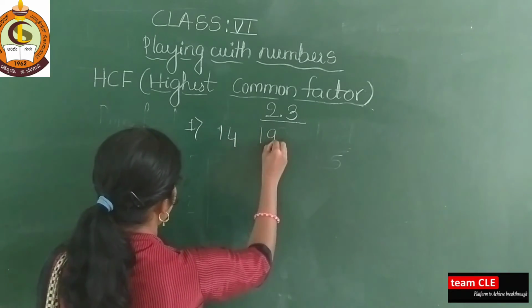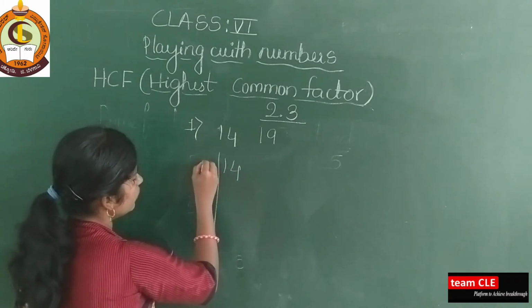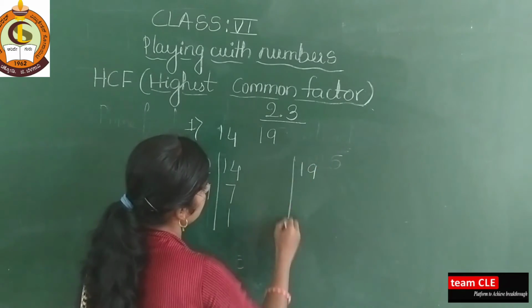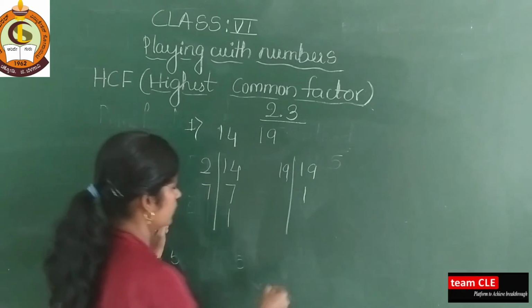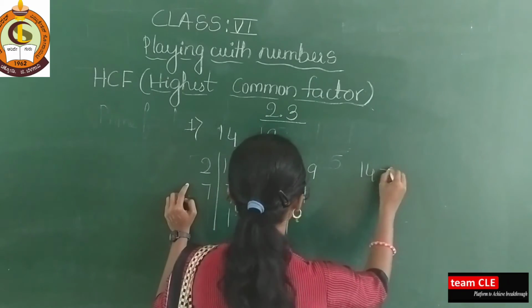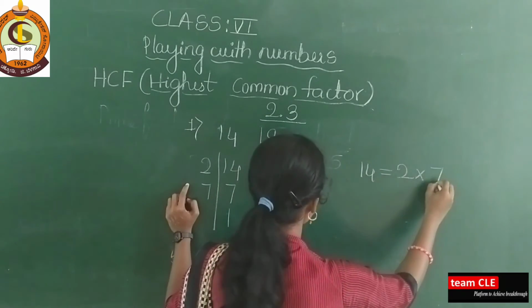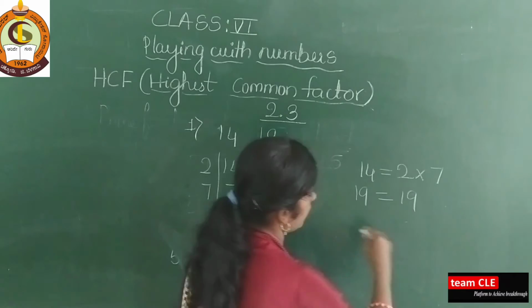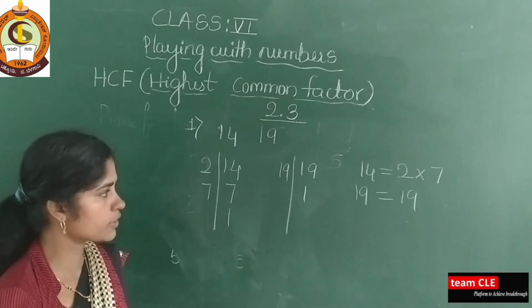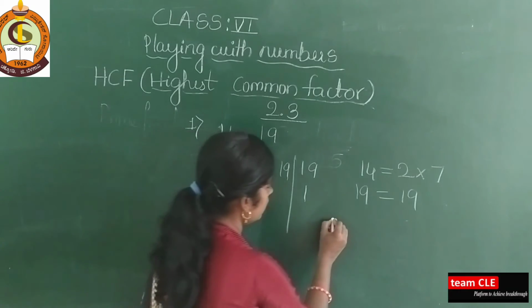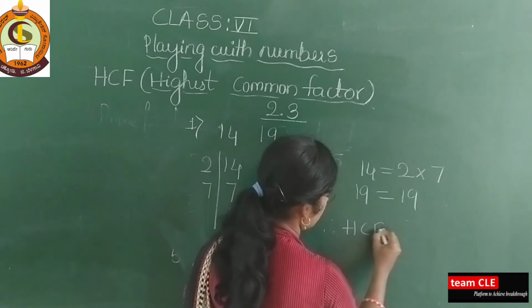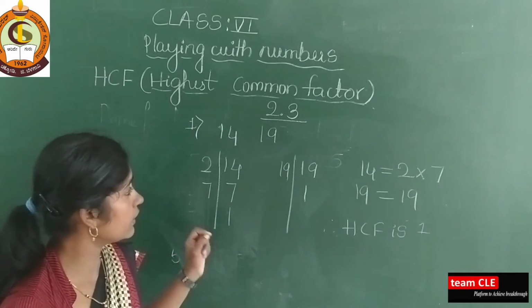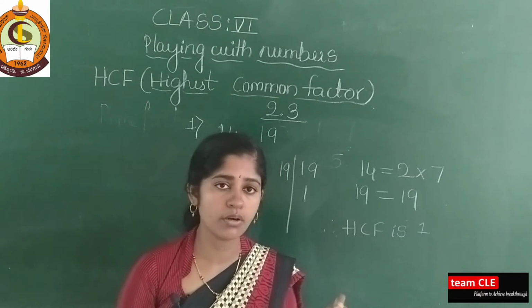I will take here 14 and 19. So take this 14, 2 7's are 14, 7 1's are 7. Again you take here 19, 19 1's are 19. So the prime factors of 14 are 2 into 7, and the prime factors of 19 are 19. So here there is no common factor. Therefore the HCF is 1. If there is no common factor, that means that number's HCF is 1.